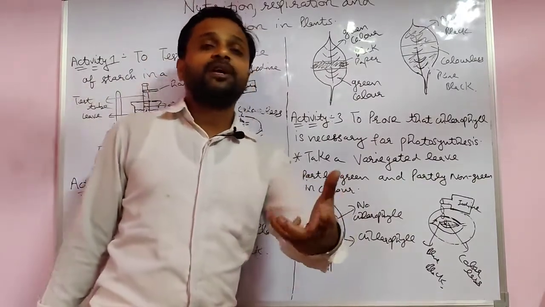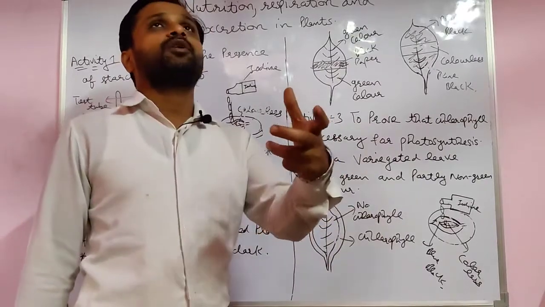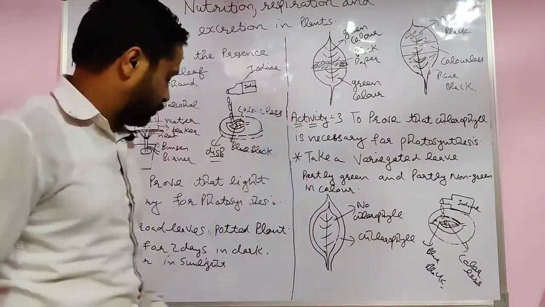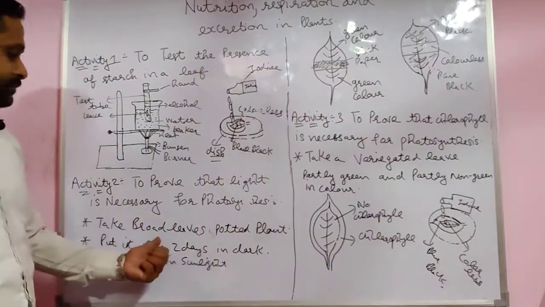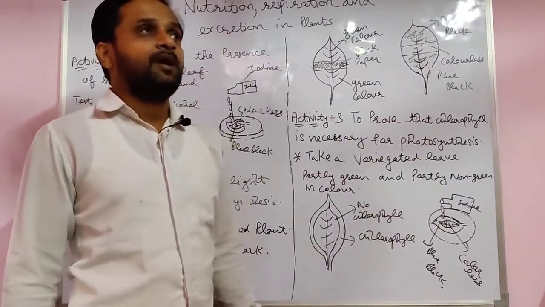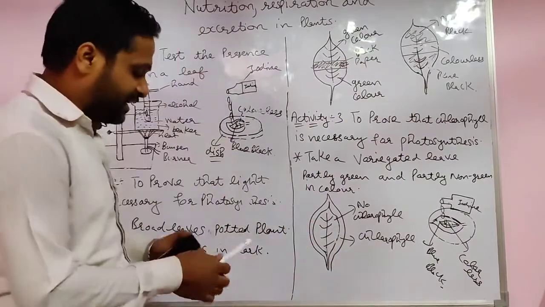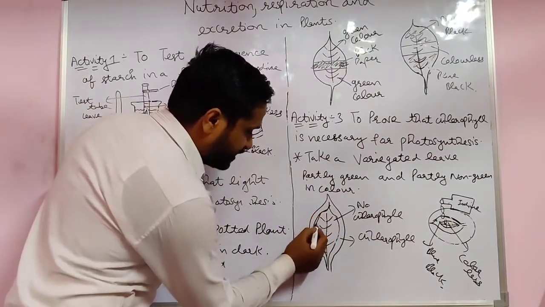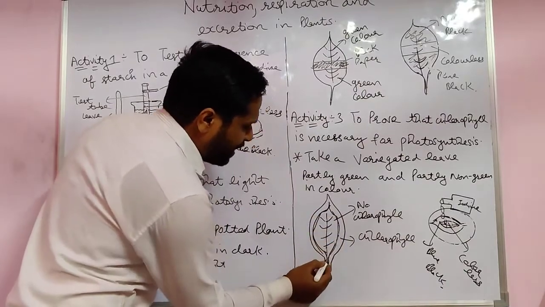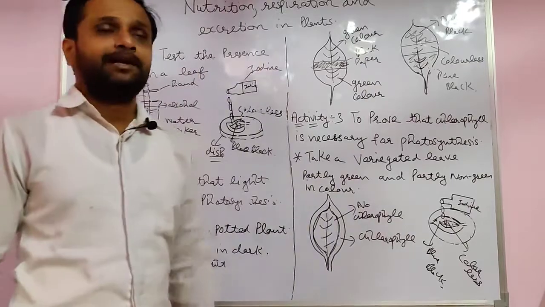First of all, put the potted plant in the dark for 2 days to remove the starch, to destarch the plant. Then you mark where it is not green, to separate the boundary, with a spot. Then you put it in the sunlight.